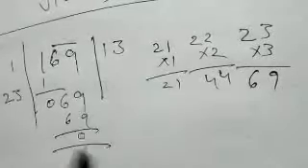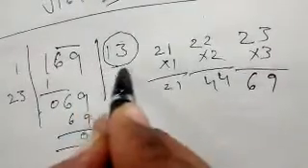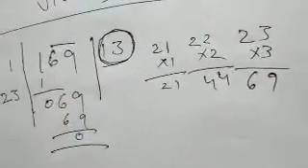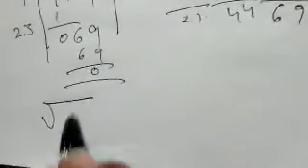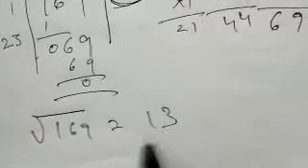The remainder is 0. So what is the square root of 169? Here the number is 13. So the square root of 169 equal to 13. So this is the division method.